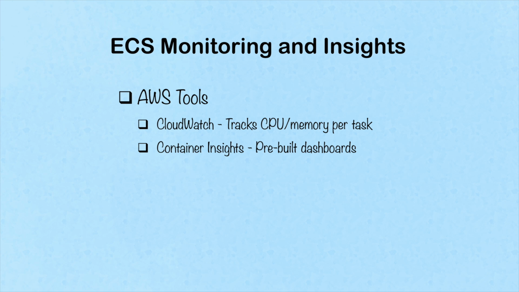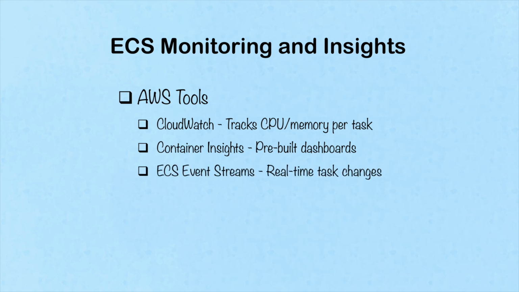CloudWatch Container Insights takes this further with pre-configured dashboards that visualize performance trends, errors, and resource bottlenecks across clusters. Meanwhile, ECS Event Streams gives real-time updates on task state changes, such as deployments, failures, or scaling events, helping you track cluster activity without manual checks.